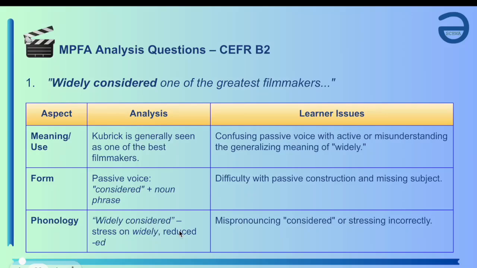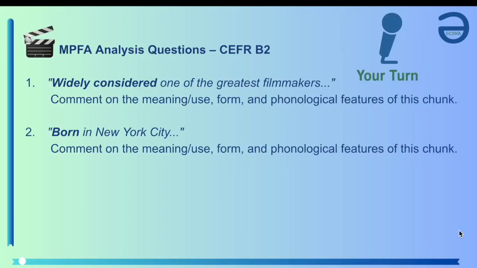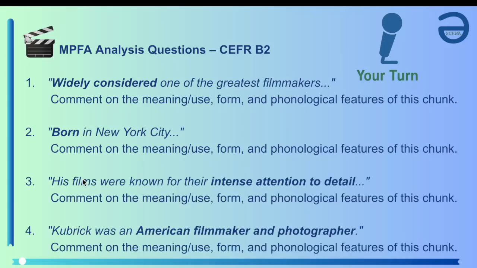And then the phonology, the stress on widely and the reduced ed in considered, which can be a challenge for learners who are used to saying the ed every time. The same way, we can take a look at the rest of the features. Many times you'll be given 3 different examples which are very similar. So for example, you will be given widely considered with known for, and then one other structure, and you can talk about the features, and of course you can also talk about the differences.